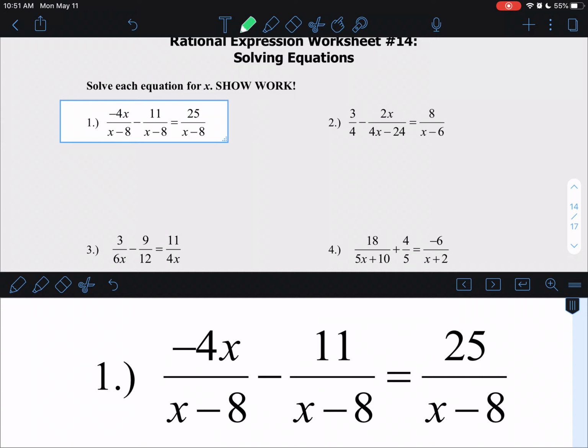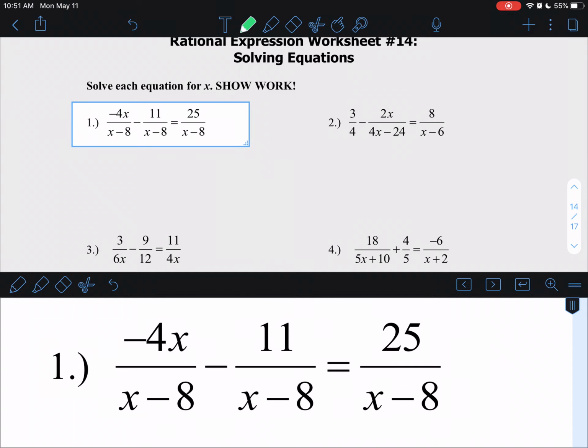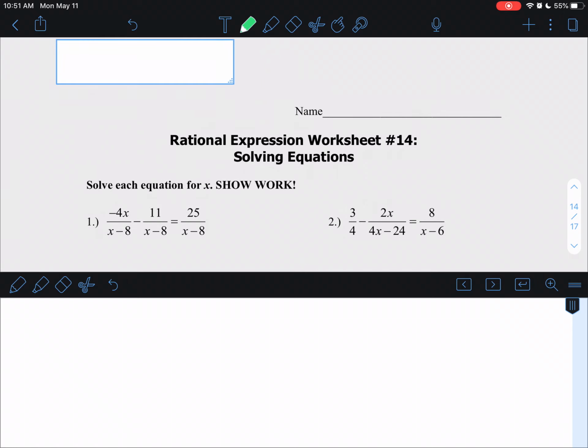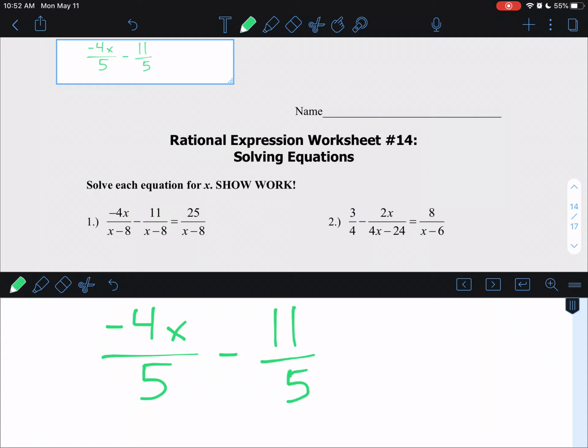So, looking at the first one, I see negative 4x over x minus 8, minus 11 over x minus 8, equals 25 over x minus 8. Let's see. I'm going to show you an example with, instead of x minus 8 as the denominator, let's just call x minus 8 5. We're saying negative 4x over 5 minus 11 over 5 equals 25 over 5.